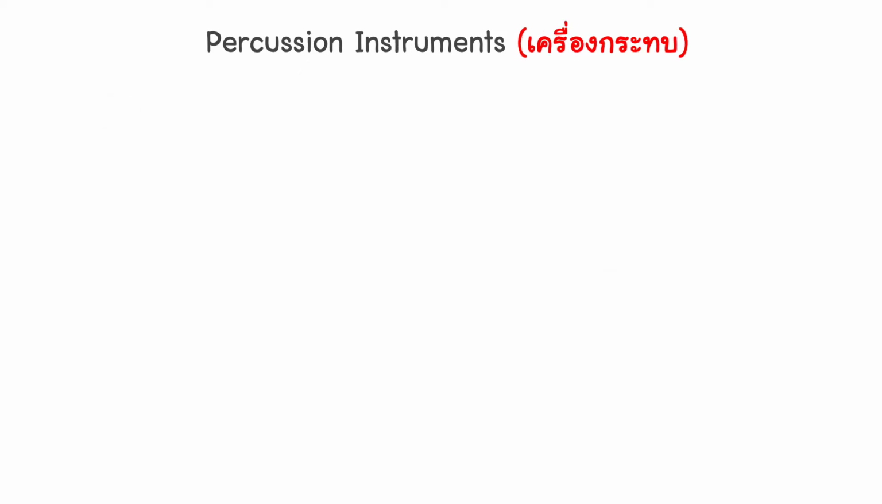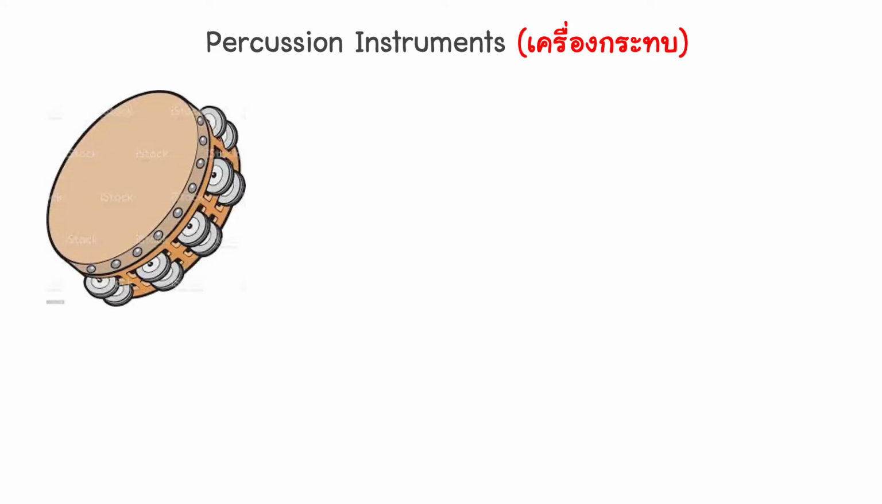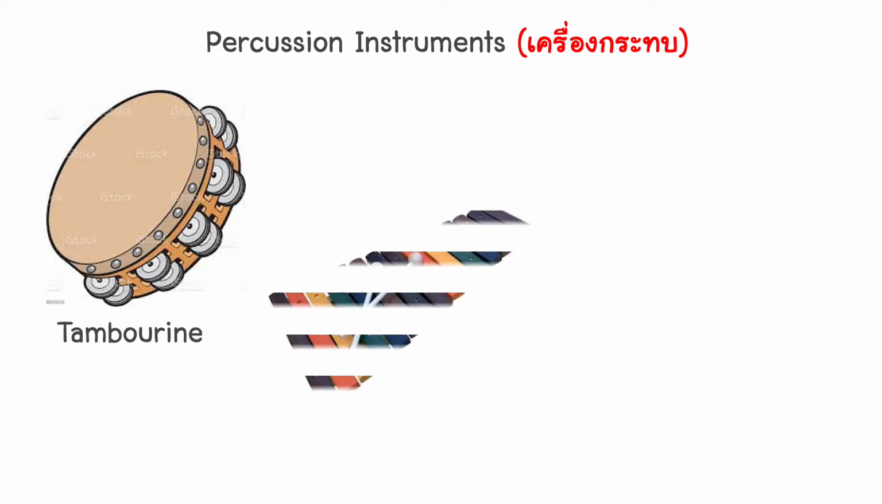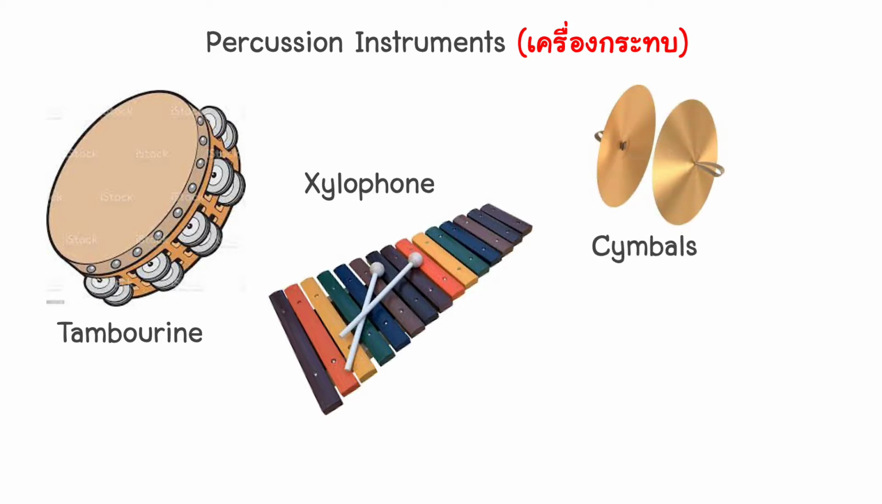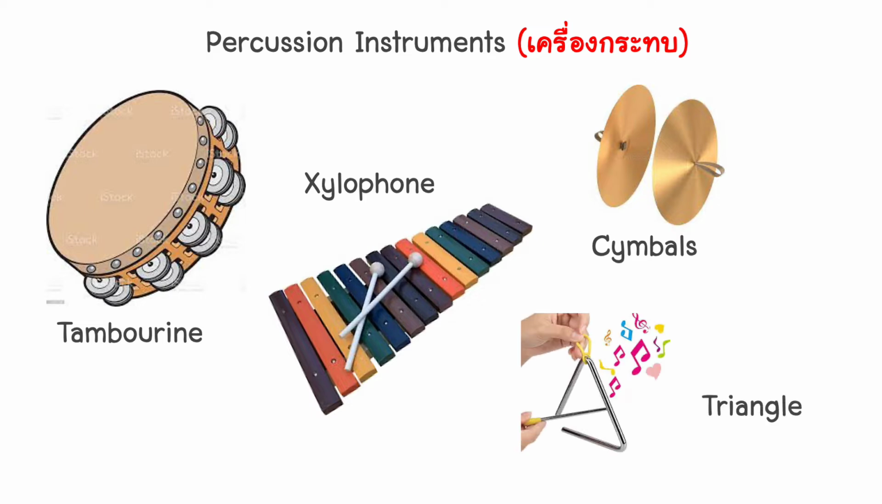Another category of instruments is called percussion instruments. These are the percussion instruments: the tambourine, and then the xylophone, and then we have also cymbals and the triangle. So these instruments will produce a good sound. So this is percussion instruments.